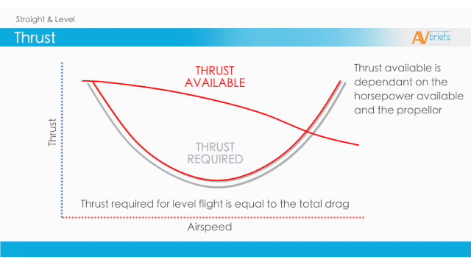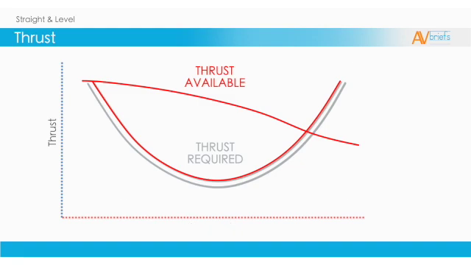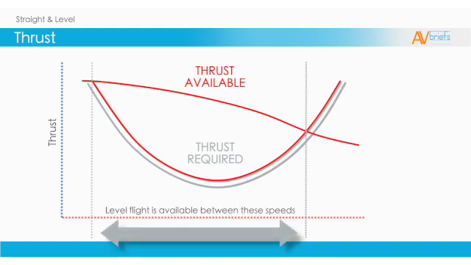And you can see that level flight is available between the points on the graph, where there is thrust equal to, or in excess of, the total drag. Level flight is available between these speeds. At low speeds, there isn't enough lift to get airborne, and at higher speeds, the power plant isn't strong enough to overcome the drag.